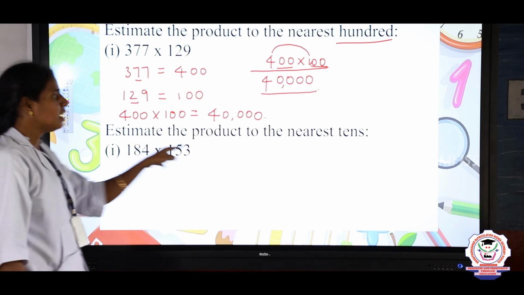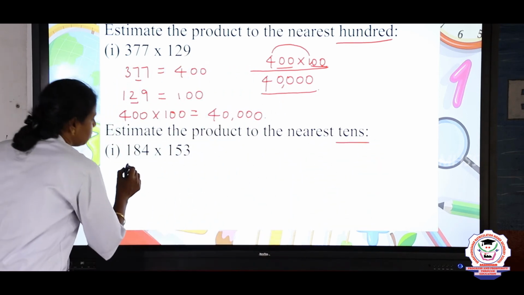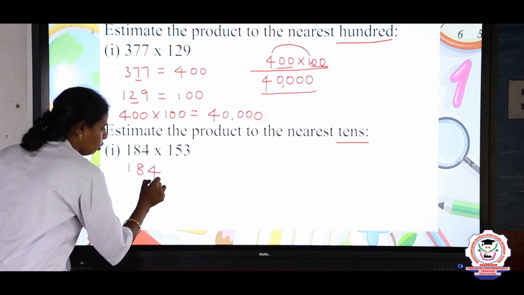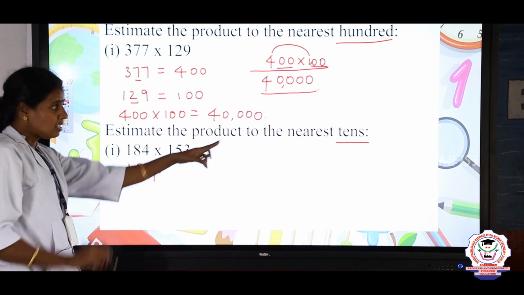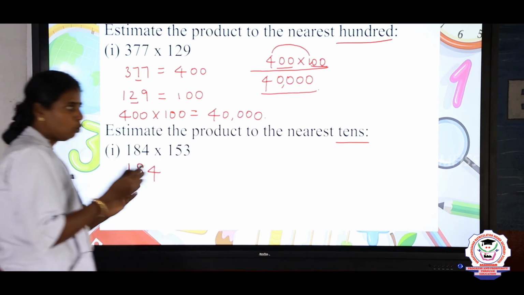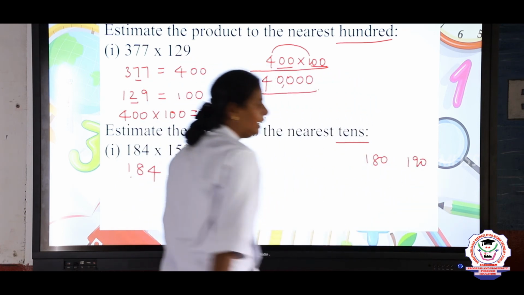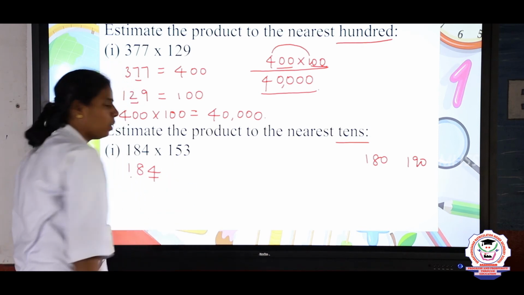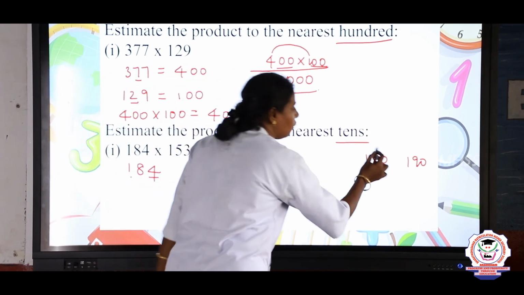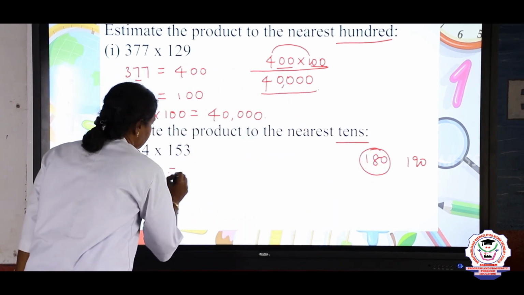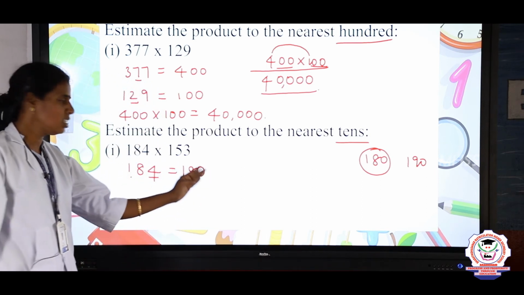Right? Now, how are we going to change the number to the nearest tens? We will see. The first one is 184. 184 will lie between 180 and 190. The ones number is 4, which is less than 5. So the before number we are going to take, which is 180. So we have rounded 184 to the nearest ten, which is 180.